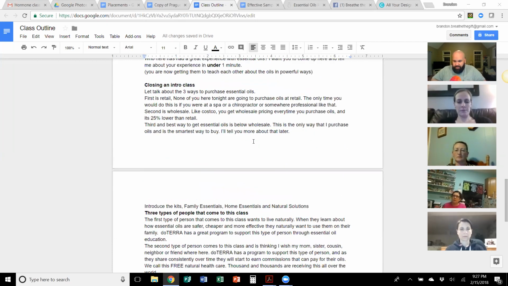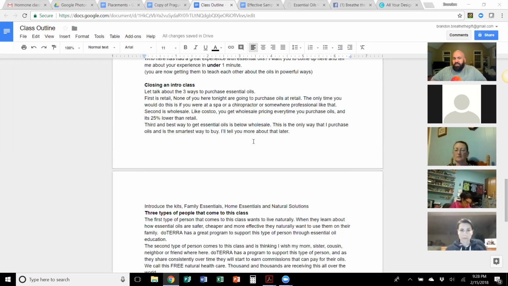So they know 3 really cool things about essential oils. They know the 3 ways to use the essential oils. And now you're going to talk to them about the 3 ways to purchase essential oils. So the first is retail. None of you here tonight, and this is where the wording really matters, are going to purchase your oils at retail. The only time you should do this is if you're at a spa or a chiropractor or some sort of professional setting.